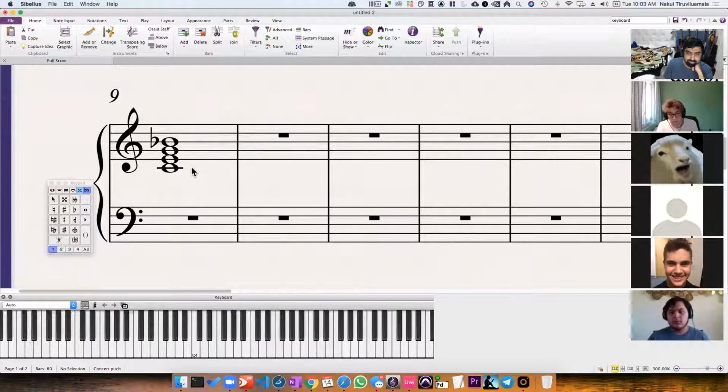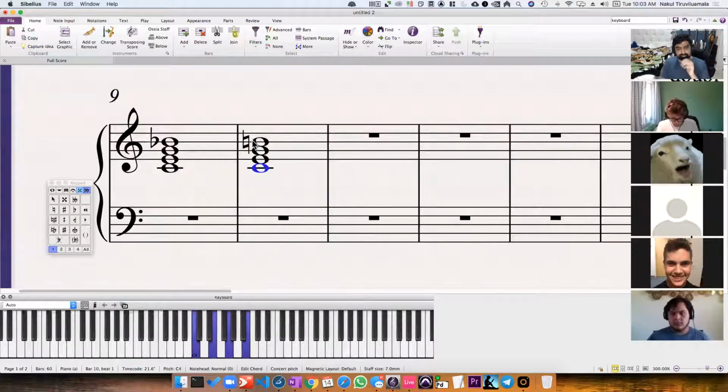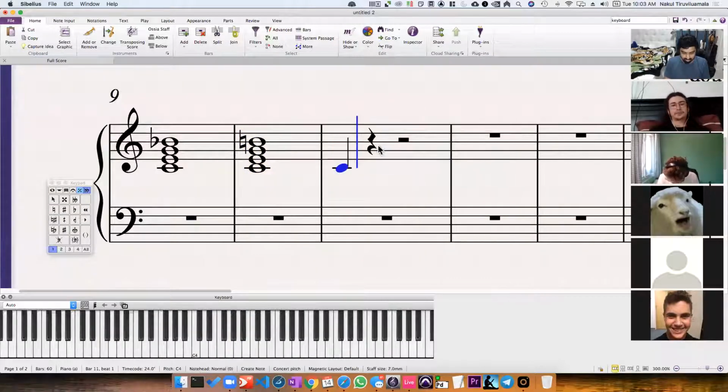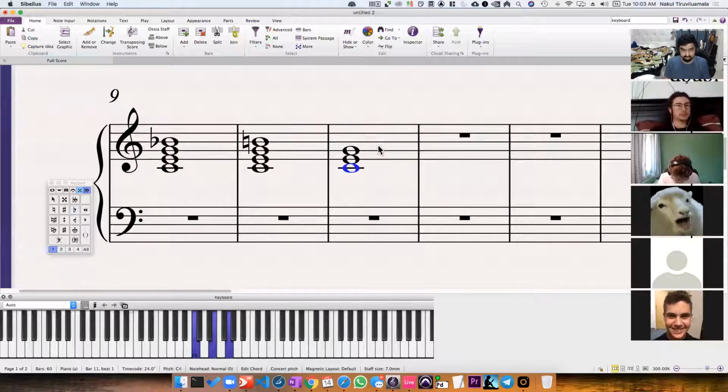A dominant 7. Great. Okay, multiple people zoomed in. Very good. How about this one right here? Major 7, absolutely. Okay. How about this one right here?